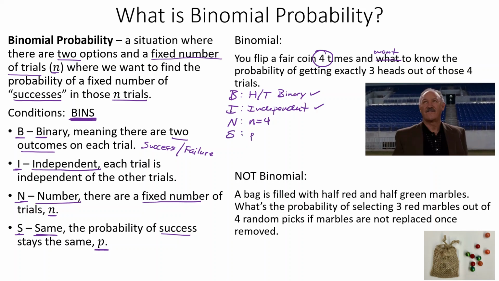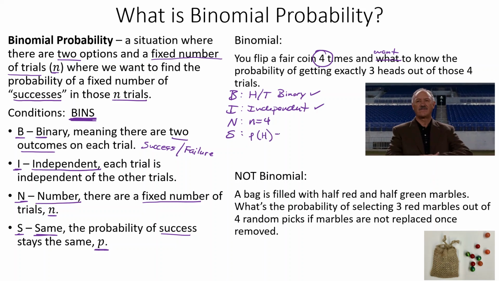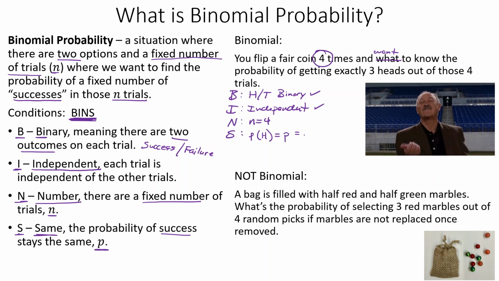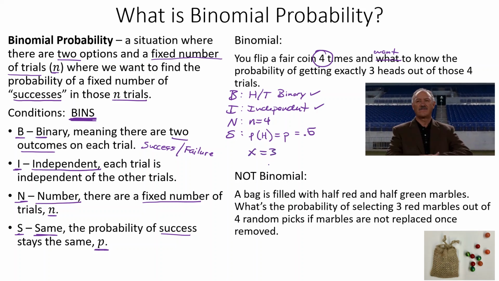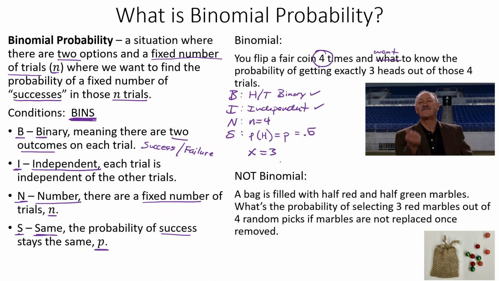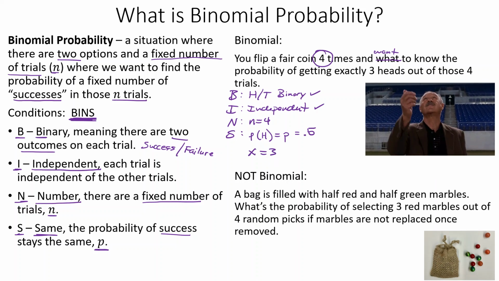And S, does the probability stay the same for success? Yeah, the probability of heads, which is what we're asking about, which we'll say is the letter P, is always going to be 0.5. And we're asking specifically about getting 3 heads here, so our X would be 3. Our random variable would be 3, and it is a discrete random variable. All right, so that is binomial.